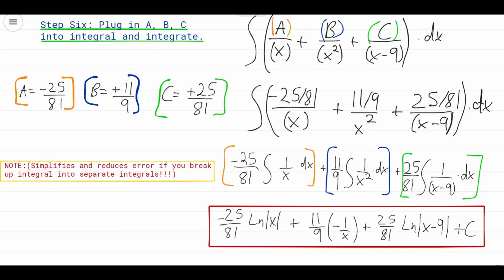And I think the key to partial fractions is just knowing how to apply the partial fraction decomposition in the system of equations to solve for A, B, and C. And if you're not comfortable, there's a link down below to watch the partial fraction decomposition, or you can simply find it on this playlist for Cal 2.